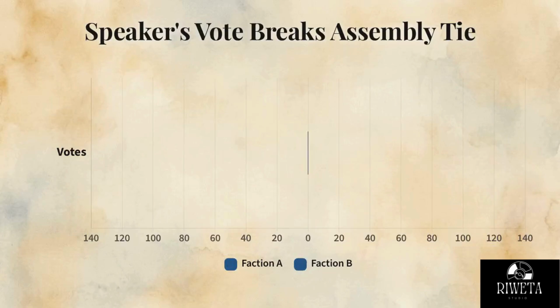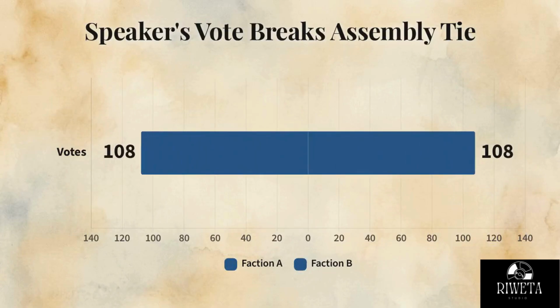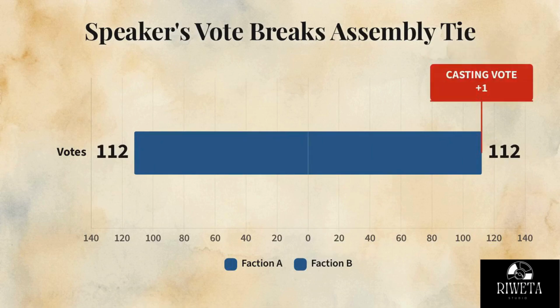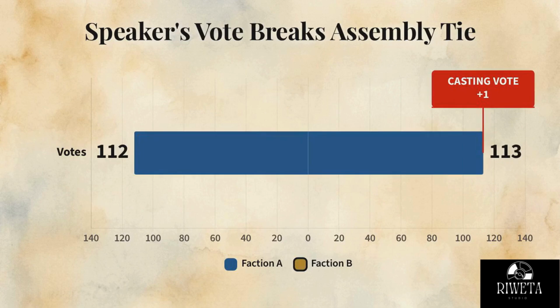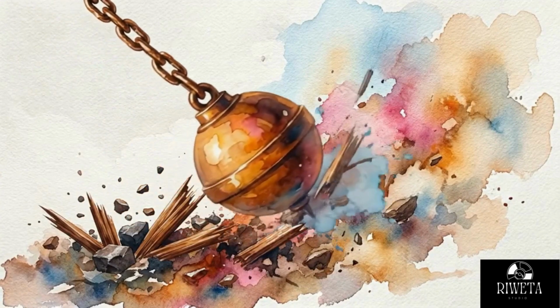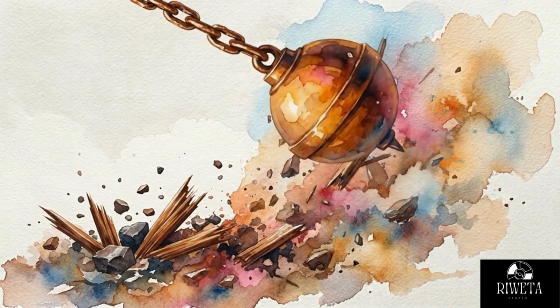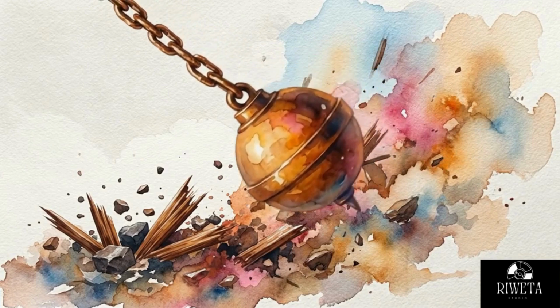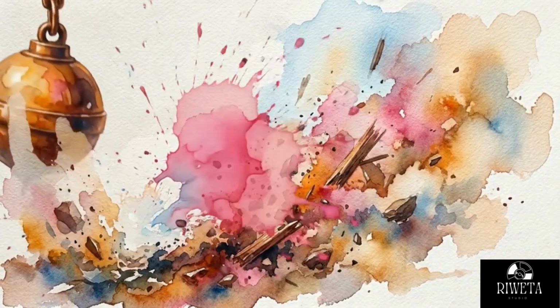This diagram illustrates the one exception. If a highly contested bill results in a perfect deadlock, exactly 112 to 112, a mechanical failsafe is triggered. The Speaker steps in to deliver a single casting vote that breaks the tie and decides the outcome. The legislative machine is engineered so that it can never completely freeze. No matter how deep the division, the rules guarantee a final decision.